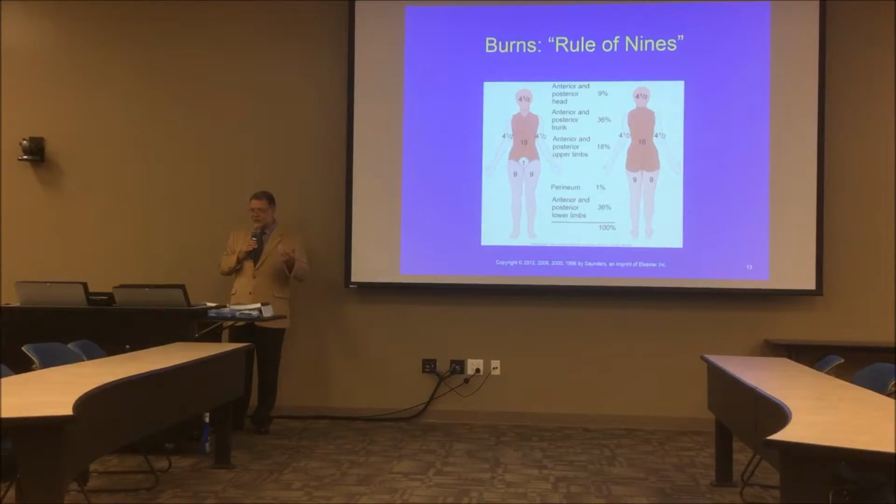That's 6. You're going to have 18 anterior, 18 posterior, which is basically 4 more. So you already have 6, so that's 10. And you're going to have another 9 for 4.5 your head anterior, 4.5 your head posterior. That's 11 times 9. That's 99. 1% is genitalia.